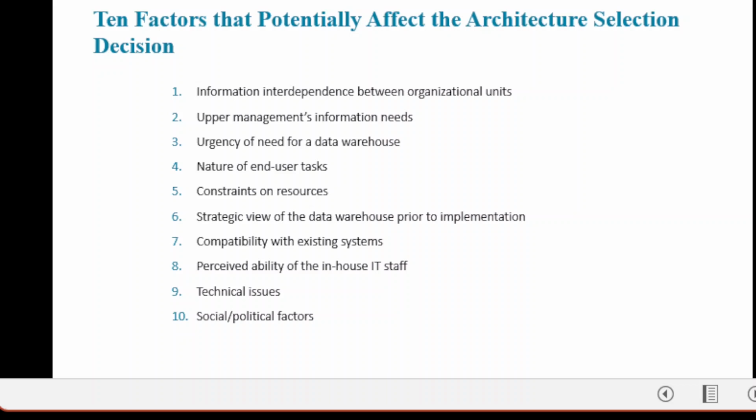And then the nature of end user task: what will be the end user task, what kind of analysis that you require. Constraint on the sources: what sources can you get from the web, from the point of sales, from the machines, and so on, from your sensors, from the actuators. And then you need to have a strategic view of the data warehouse prior to the implementation. You need to plan, and then you need to look into compatibility with existing system. Maybe you require some middlewares or APIs, and then perceived ability of the in-house IT staff.